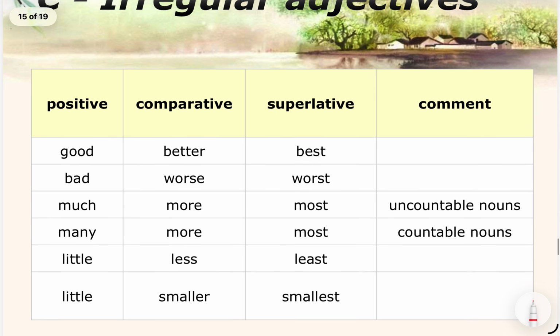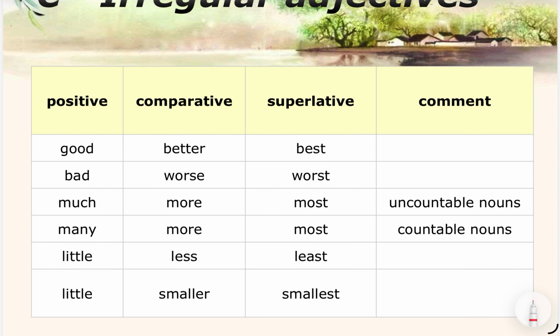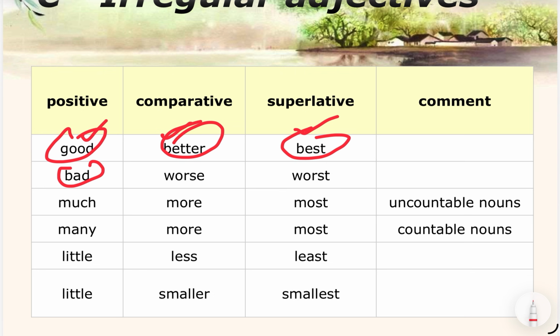Irregular adjectives are those where the positive, comparative, and superlative change shape. For example, good, when it becomes comparative, it becomes better, and this is the best. There is no similarity between good, better, and best. Bad, worse, worst. These are irregular adjectives.